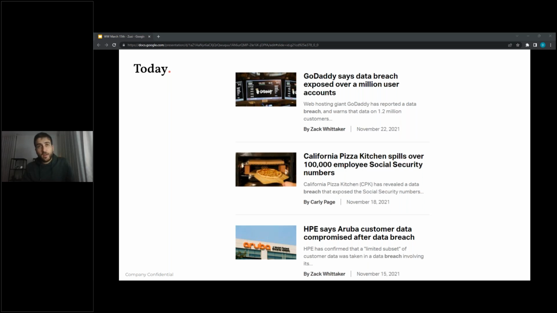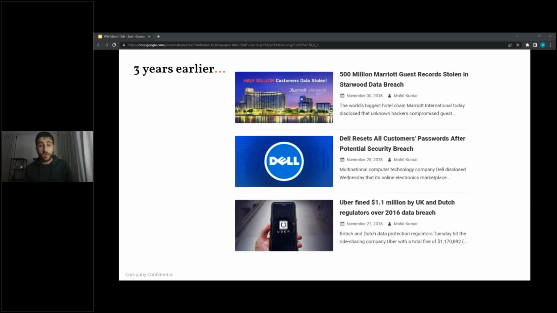So I thought it would be fun to go back in time and look 3 years earlier at the exact same week in November. I went back 3 years, to 2018, the exact same week in November. And this is actually the week that Marriott reported it was breached, in November 2018, which again was a big deal at the time.